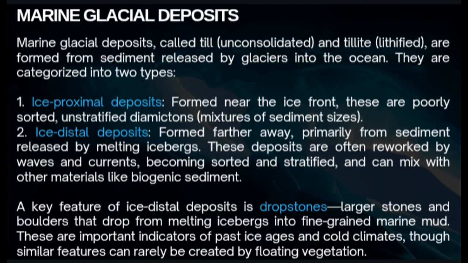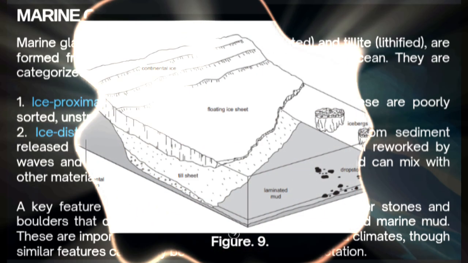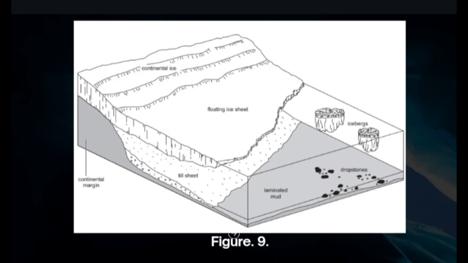These are important indicators of past ice ages and cold climates, though similar features can rarely be created by floating vegetation. So, for us to further understand the marine glacial deposits, we have here a figure. This figure shows how material eroded by continent-sized ice sheets is transported and finally deposited on the seafloor. I'll explain it step by step.